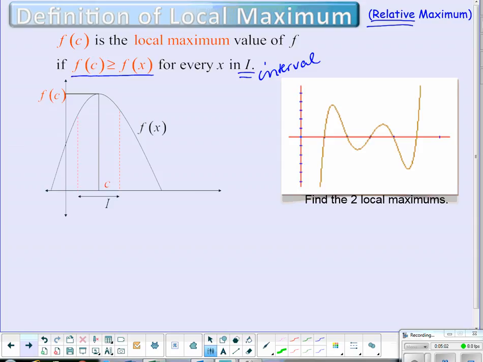So if I look down here, I can see what my interval is being defined as. So in this interval, do we have a local maximum?